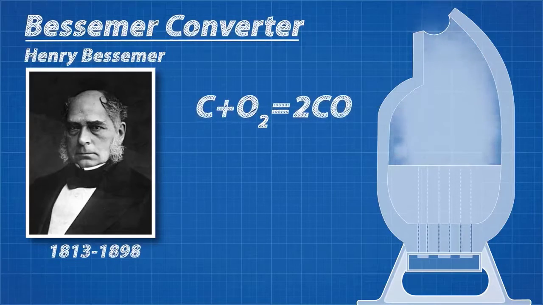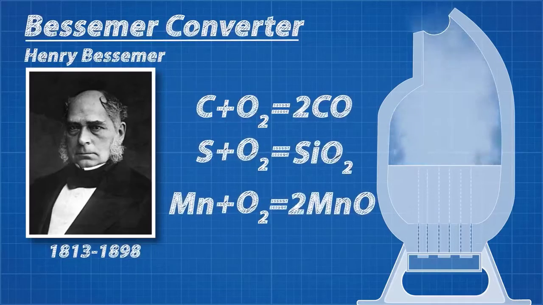The carbon reacts to form carbon monoxide, which is expelled as a gas, while the silicon and manganese oxidize to form a layer of slag. This process was very fast. In fact, early on it was a victim of its own efficiency, as it removed too much carbon and left too much oxygen in the iron.